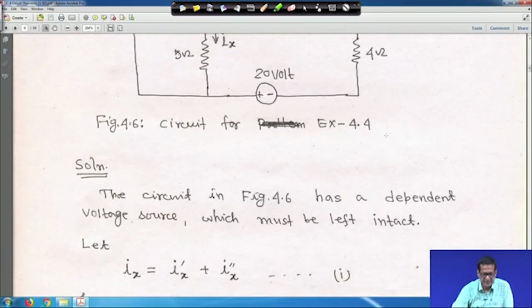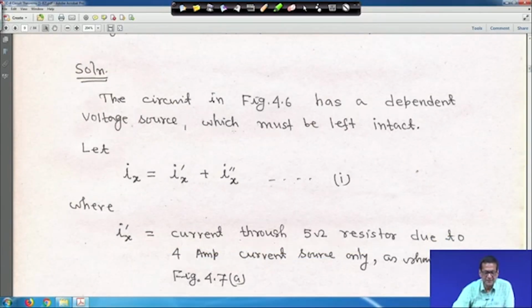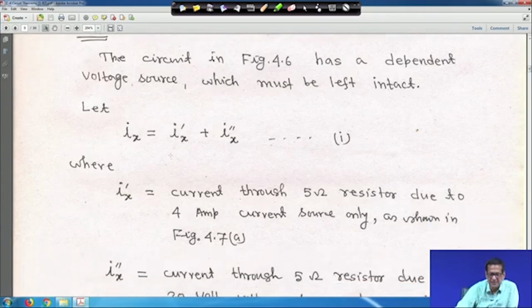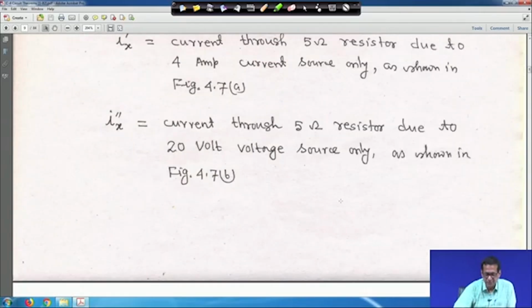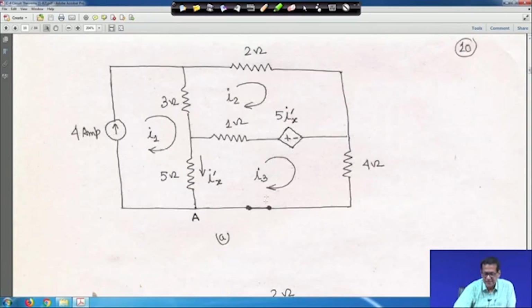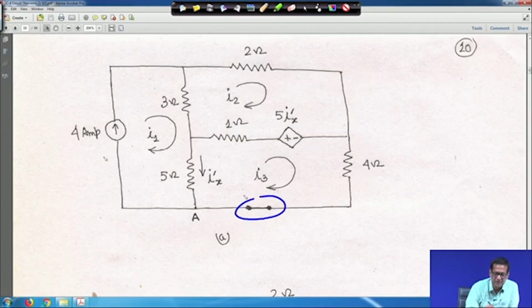In this case, the circuit has a dependent voltage source which must be left intact, so Ix should be equal to Ix dash plus Ix double dash. Now, Ix dash is the current through the 5 ohm resistor due to the 4 ampere current source only, as shown in figure 4.7. Now, superposition we are applying, so the voltage source is shorted here. With only the 4 ampere current source present, this is the current Ix dash.